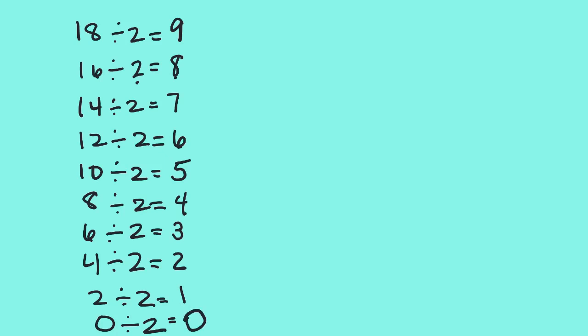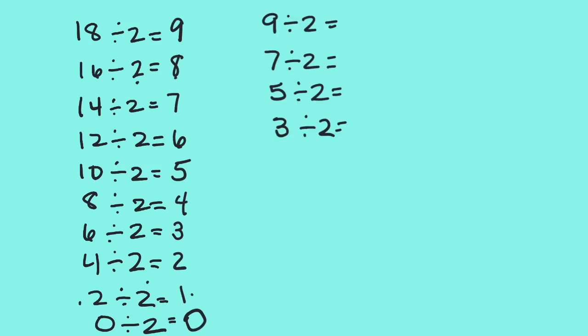Now we can check our work by multiplying back, right? So 0 times 2 equals 0. 1 times 2 equals 2. 2 times 2 equals 4. 2 times 3 equals 6, and so on. Okay, but if you've noticed, I left out the odd numbers from the left-hand column. So let's go ahead and look at those separately.